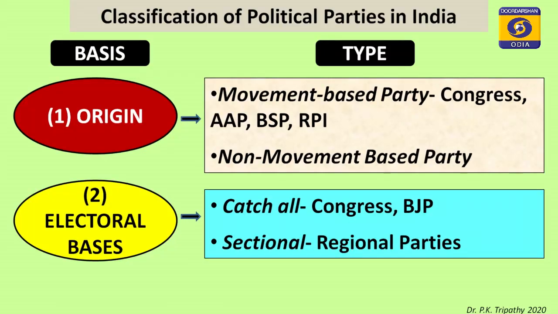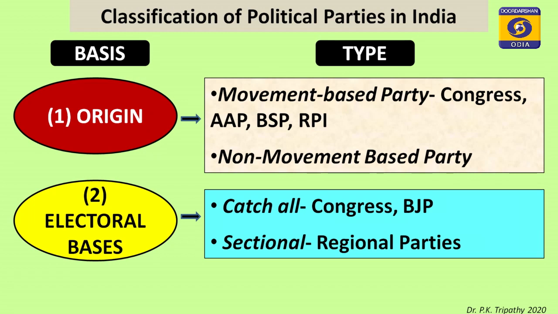The second criterion is electoral base. From which section of the society does the party want to attract the voters? Ultimately each and every political party wants to win the election, and in that process it wants to attract the voters. Here the voters are a heterogeneous community, divided into several groups. Which group is attracted by the political party is important here.